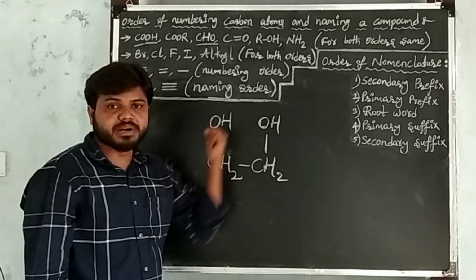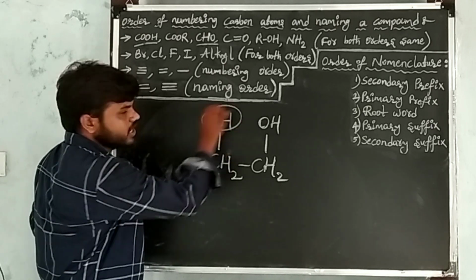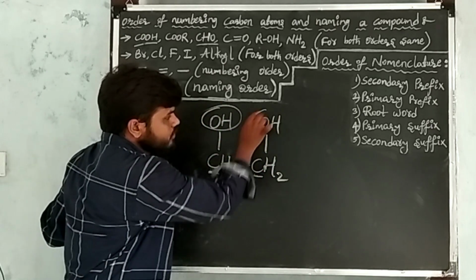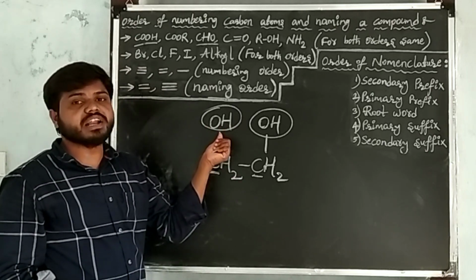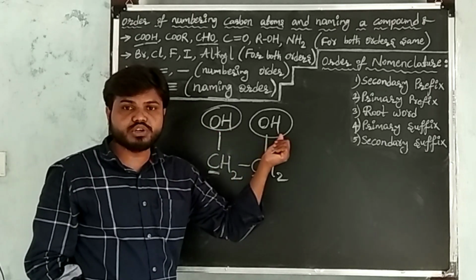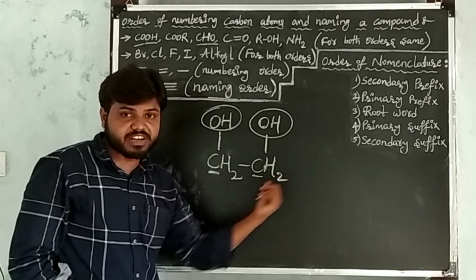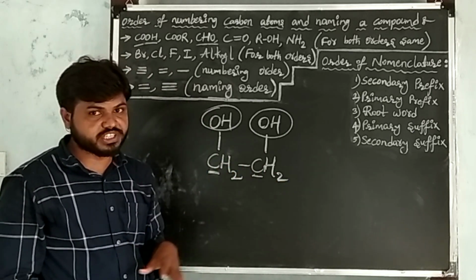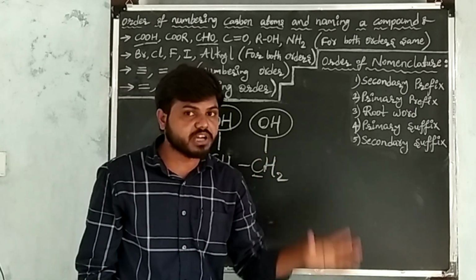This is the given carbon compound. In the given carbon compound, at this carbon one alcohol is there, and at another carbon also one alcohol is there. Total 2 alcohols are present in the given carbon compound at different carbons.